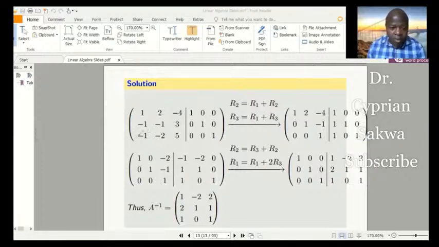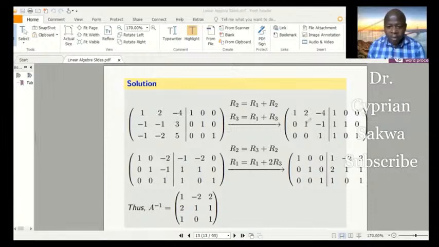So we also require 0 in this third row, column 1 position. To get a 0 here, you notice that we shall have to add row 1 plus row 3. That's what I wrote, row 1 plus row 3. So 1 plus negative 1 is 0, 2 plus negative 2 is 0, and then negative 4 plus 5 is 1. 1 plus 0 is 1, 0 plus 0 is 0, 0 plus 1 is 1. So I have this. Now, I'm done with the first column.